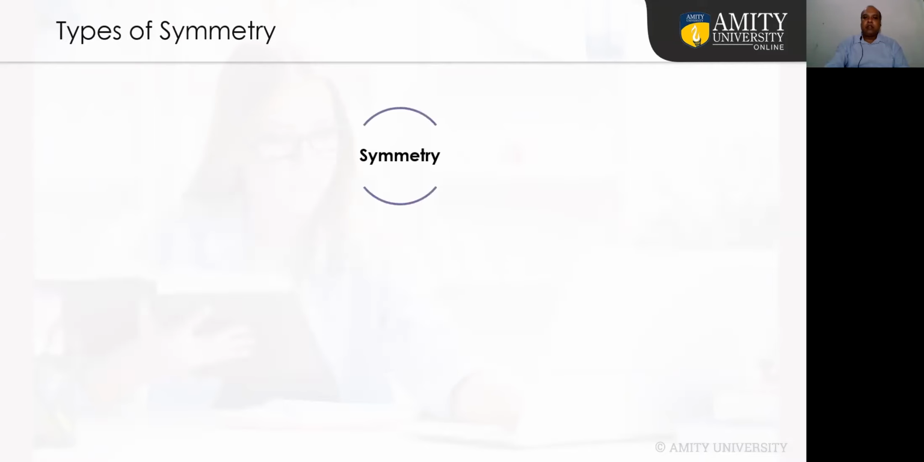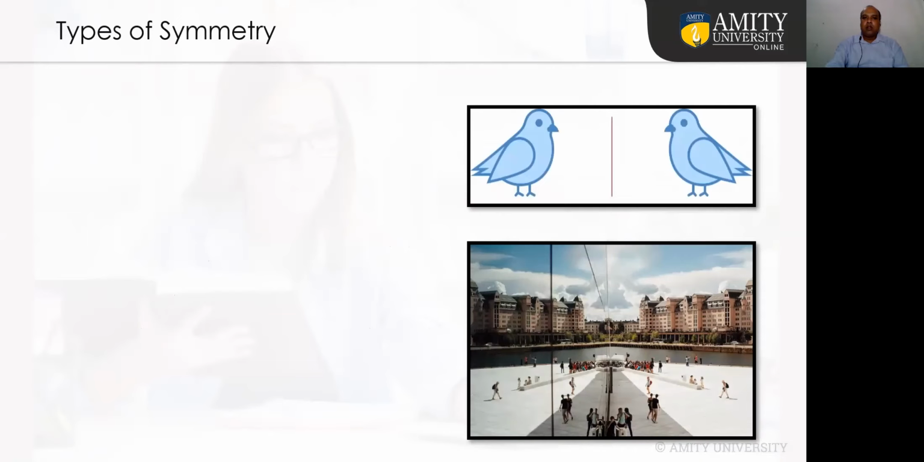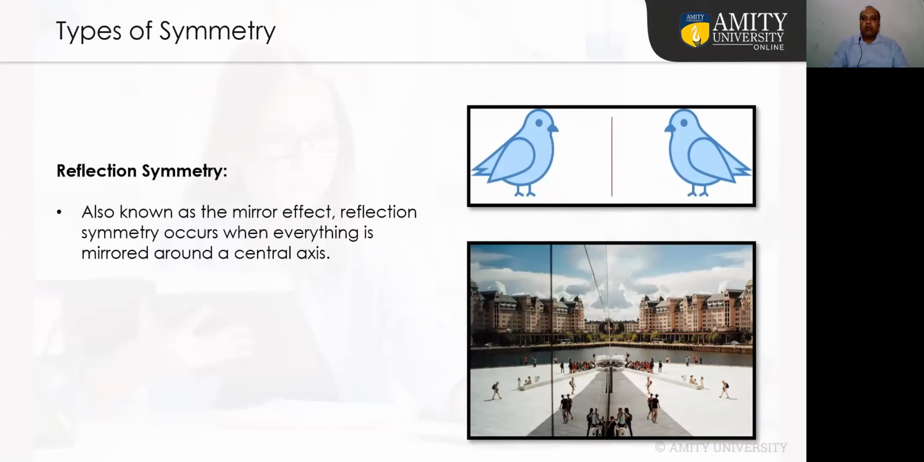So we have different types of symmetry: reflection symmetry, rotational symmetry, translational symmetry. Reflection symmetry: whenever you put any image just opposite, like a mirror, at an equal distance, then it's an example of reflection symmetry. Also known as the mirror effect.